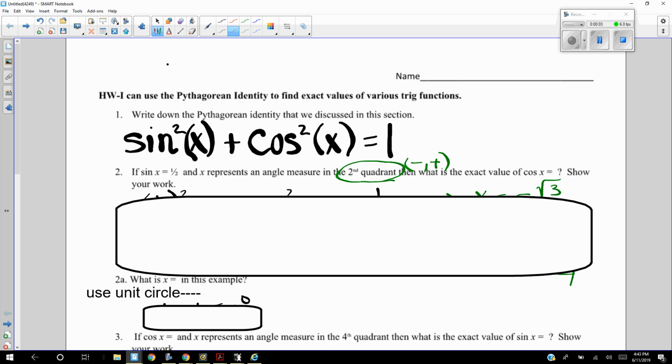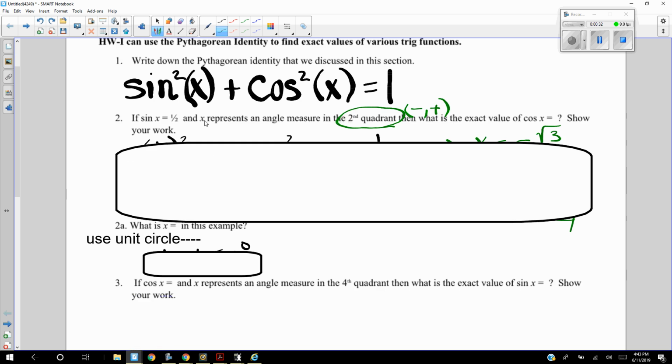All right, I'm going to go over just a couple of the problems from the Pythagorean identity homework. The Pythagorean identity we talked about in this lesson was sine squared plus cosine squared equals 1. Instead of x's, if you want to write the theta symbol, that's fine too. Really, you can use any variable you want, but 99% of the time you'll see either theta or x in those positions. All right, so let's do one of these problems that involve the Pythagorean identity, sine squared plus cosine squared equals 1.